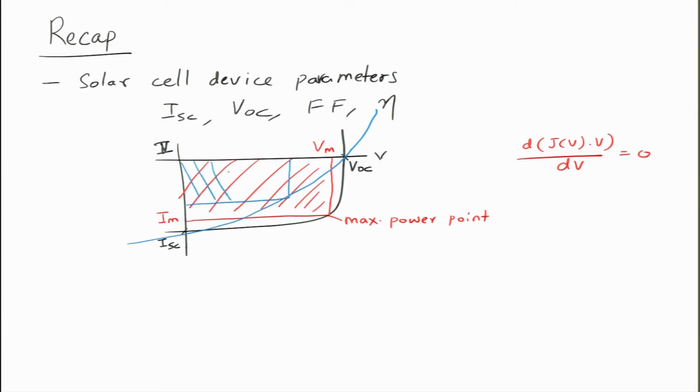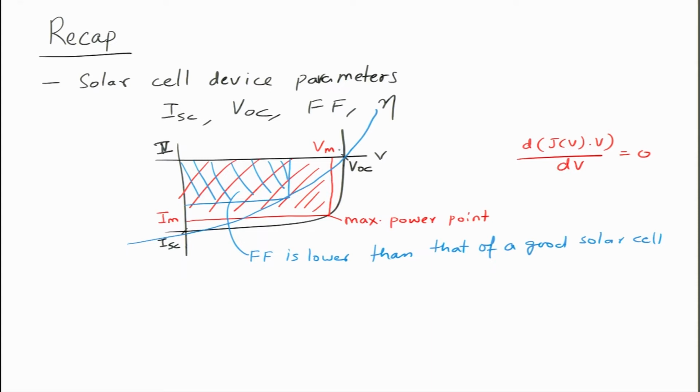For a bad solar cell, the fill factor is lower than that of a good solar cell. You can see that the area of this red rectangle is bigger than the area of the smaller rectangle, and this is for approximately the same VOC and ISC. This is manifested in the fill factor.